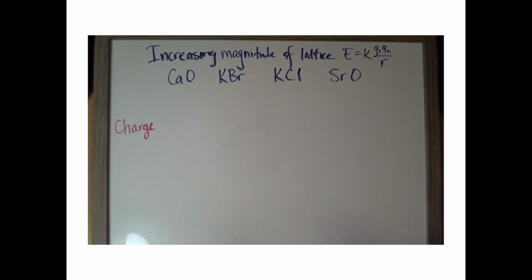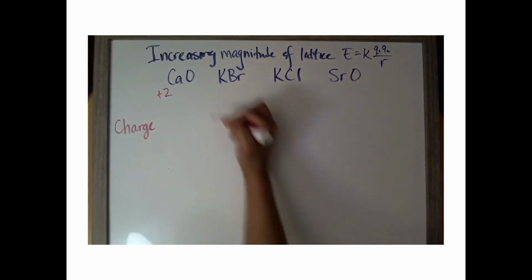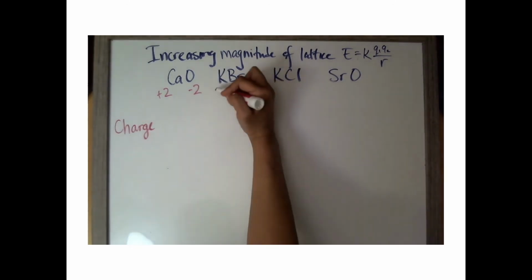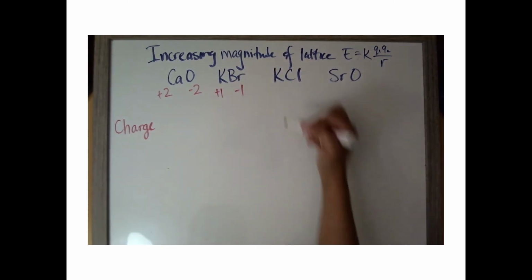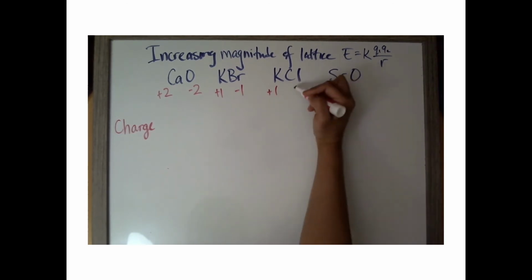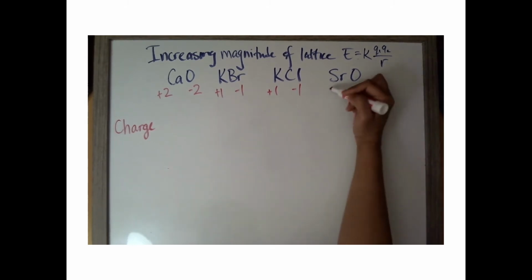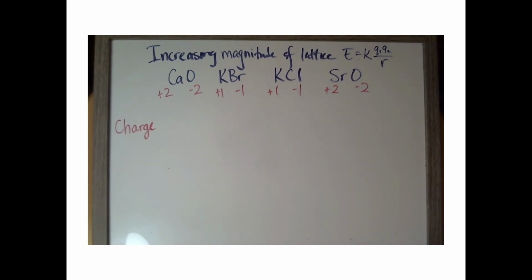Now we have to look at each component of all the compounds and figure out what the charges are. For calcium, it's +2. Oxygen is -2. Potassium, K, +1. Br is -1. +1 again. Cl is -1. Sr is +2. And again, -2 for oxygen.